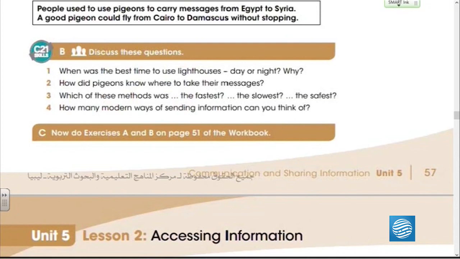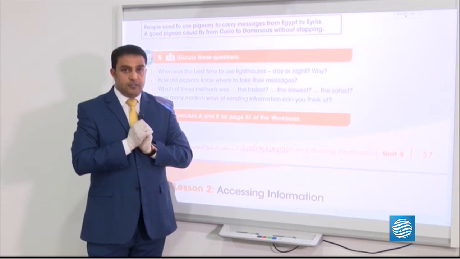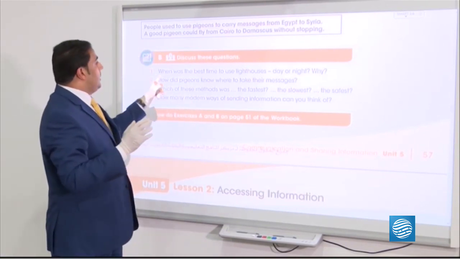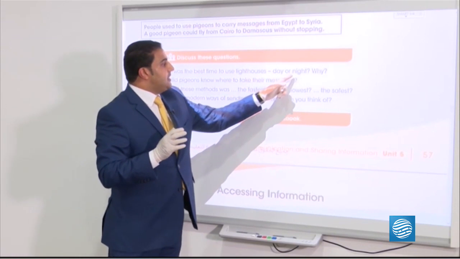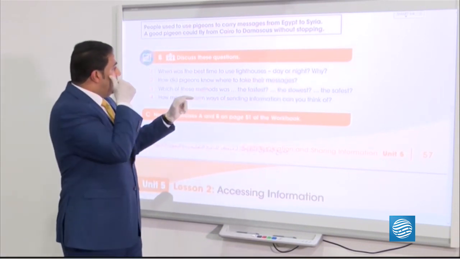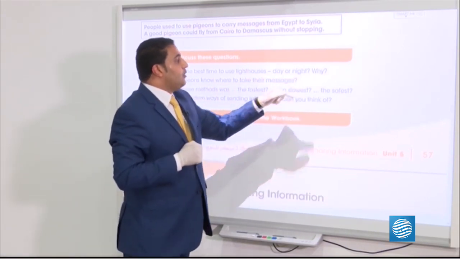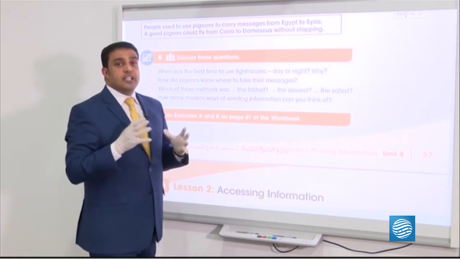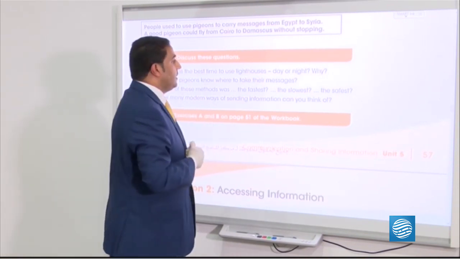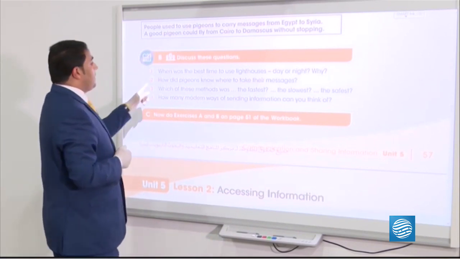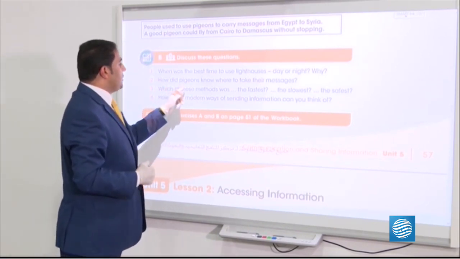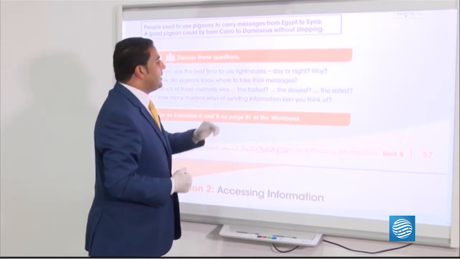Why do we use it at night? Because the light is more clear in the dark. So the answer here is night. We use the lighthouses at night. And why? Because the light is more clear in the dark. Very good.